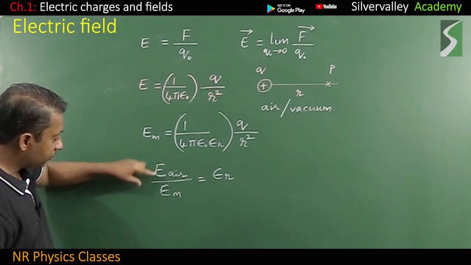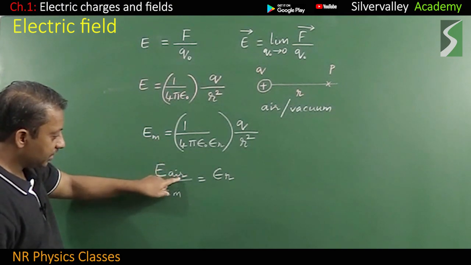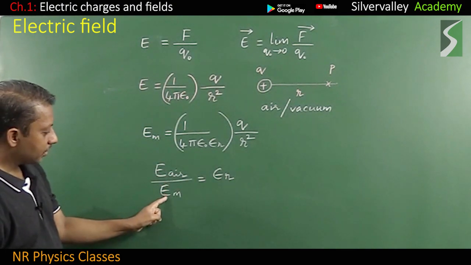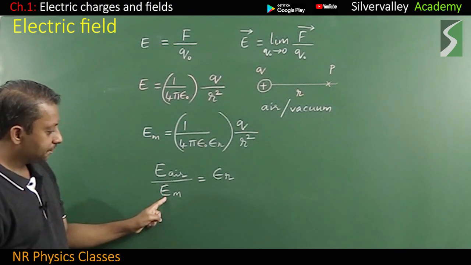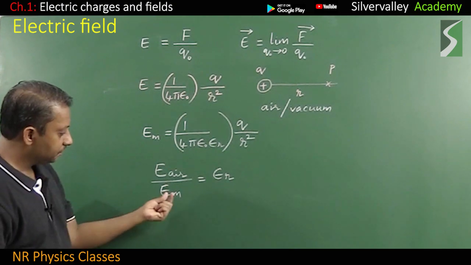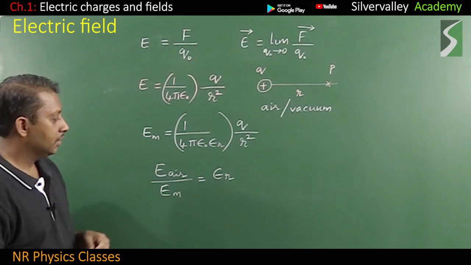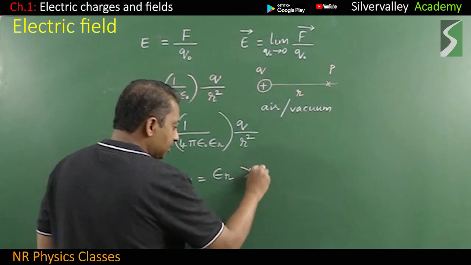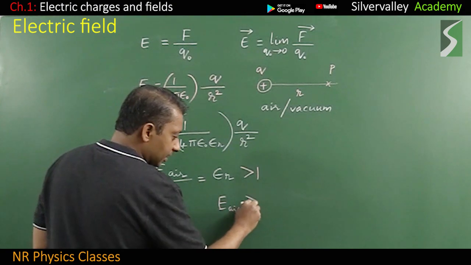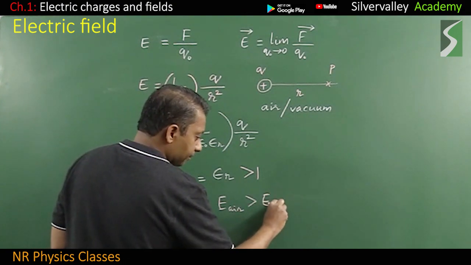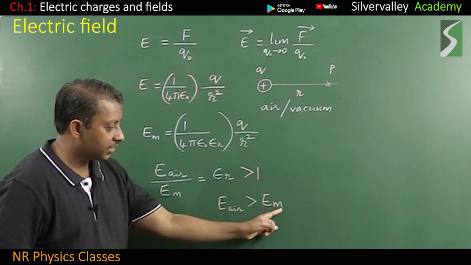So the ratio of the electric field at a point due to a point charge in air to the electric field at the same point due to the same charge separated by the same distance in a medium is epsilon r, the relative permittivity. And this is always greater than 1, which means the electric field in air is always greater than the electric field in a medium.